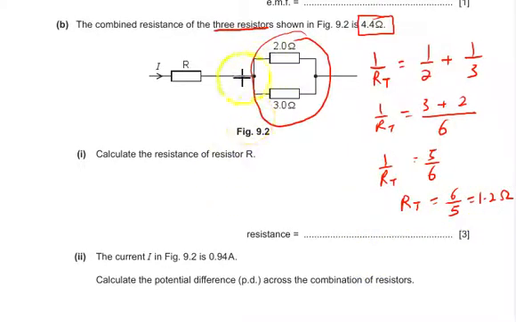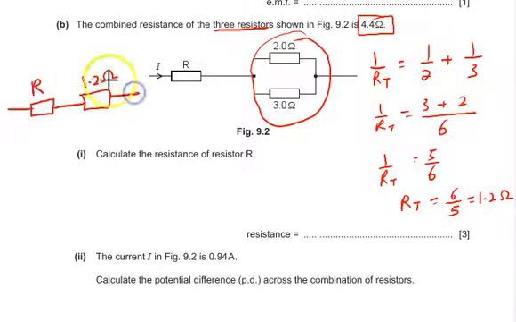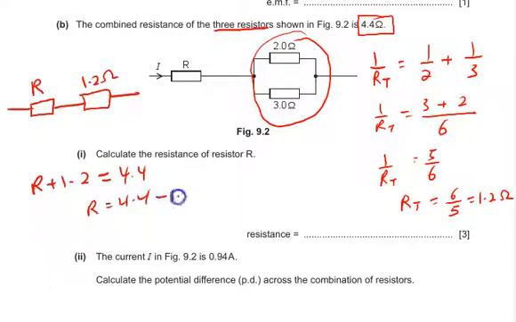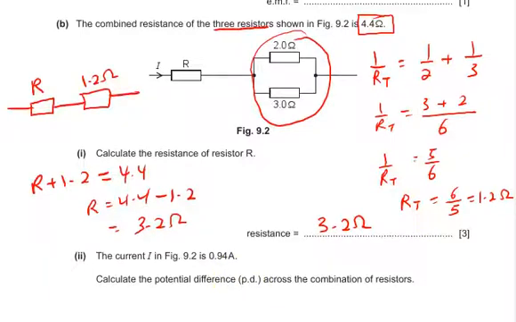And then the circuit will become like this. This is the 1.2 ohm that we have calculated, and this is the R. So your total here will be R plus 1.2 equals 4.4. So your resistance here will be 4.4 minus 1.2, which gives about 3.2 ohm. So this is the resistance of R. I hope you can understand this calculation. We move on with the next one.